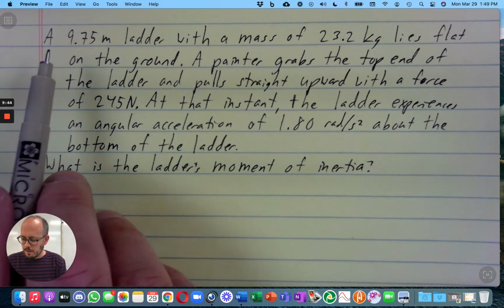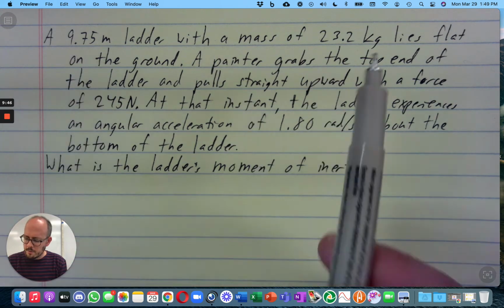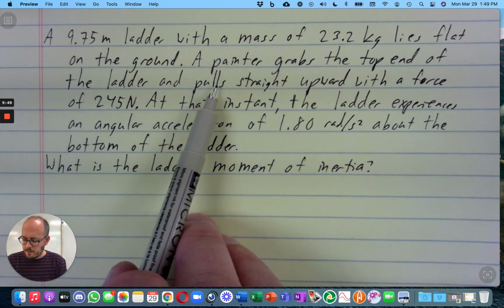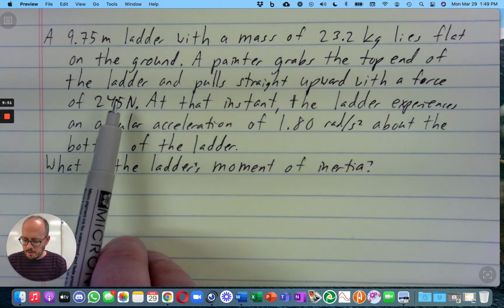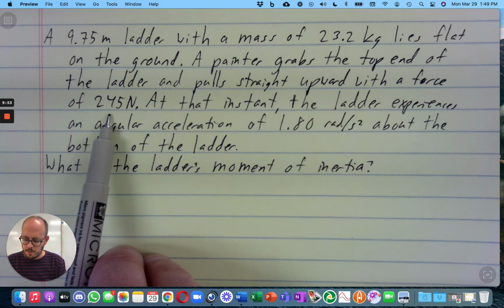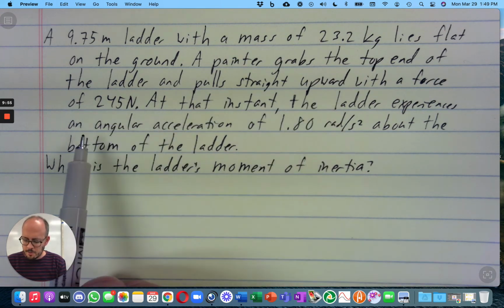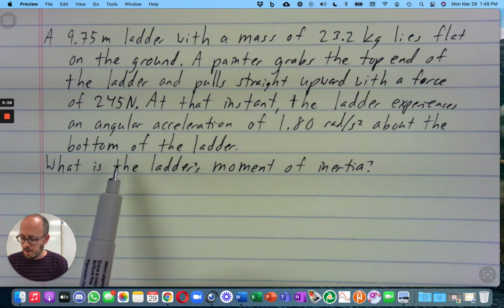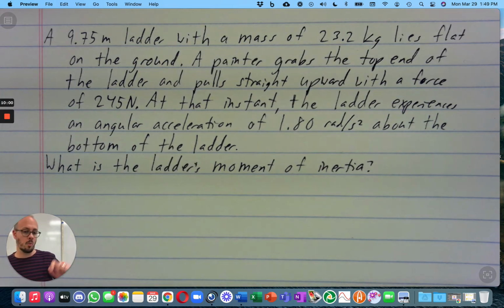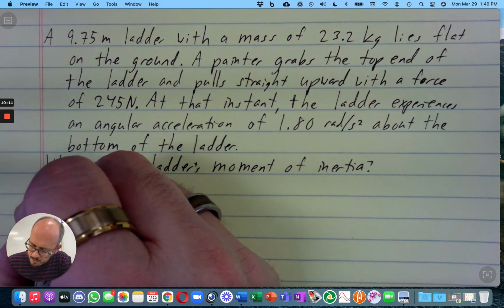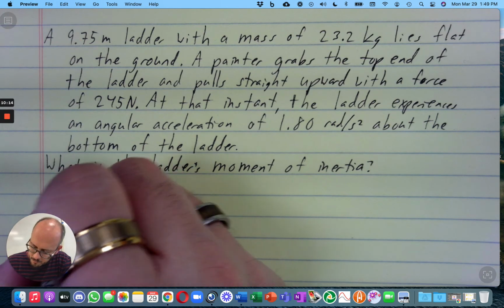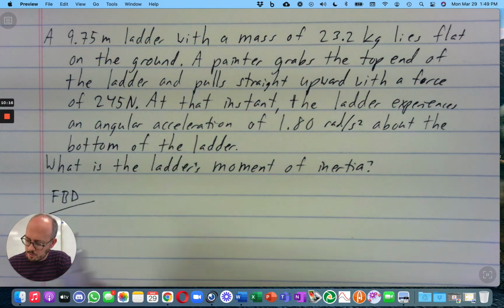So we have a ladder that is almost 10 meters long. It's pretty heavy. It's lying flat on the ground. The painter grabs the top end of the ladder and pulls straight upward with a certain force. At that instant, the ladder experiences an angular acceleration about the bottom of the ladder. So basically, if you lift one end of the ladder, the other end is going to stay on the ground, and so you will cause the ladder to rotate. And then based on this, what is the ladder's moment of inertia? So we're going to start with a free body diagram and just go over one of the major rules here.